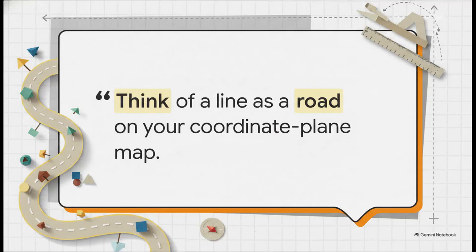All right, let's just dive right in by establishing a core metaphor. I want you to think of a line as a road on your coordinate plane map. You are the map maker here, and these equations we're about to learn, well, they're your tools. They are the precise, ironclad rules that tell us exactly which mathematical points belong to a specific road.